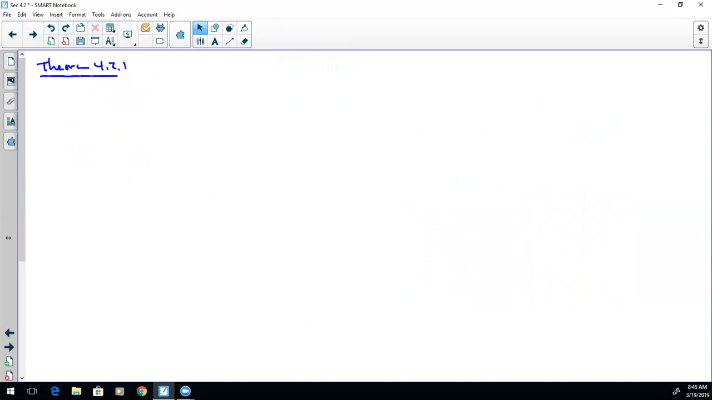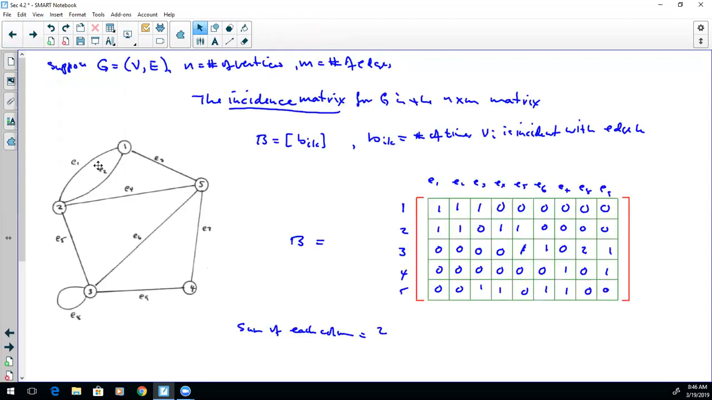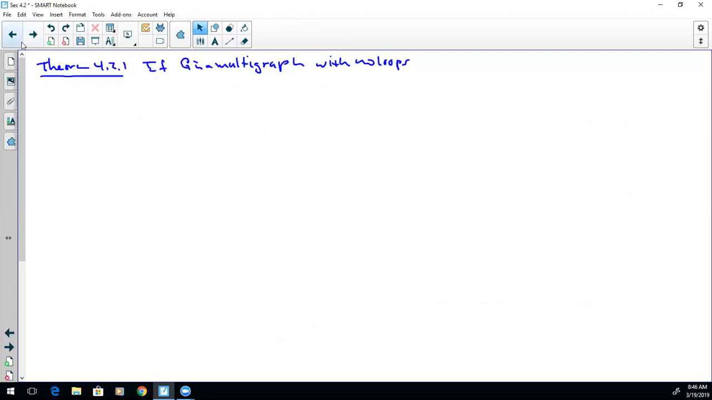Which they refer to as the first theorem of graph theory. It says, if G is a multigraph with no loops, okay, multigraph meaning I do allow multiple edges connecting 2 vertices, but no loops. So this guy I have here, this previous example, is not a multigraph with no loops because of E8. Okay. So it's a multigraph.